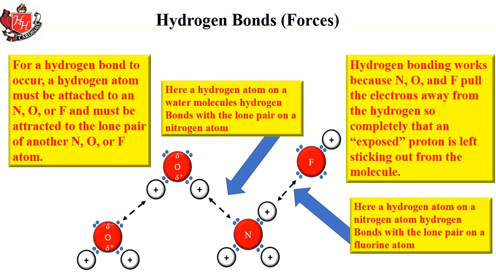So hydrogen bonding works because nitrogen, oxygen, and fluorine pull the electrons away from hydrogen so completely that an exposed proton is left sticking out from the molecule. And that exposed proton, that exposed positive charge, which is really the nucleus of the hydrogen atom, can be attracted to the negative charges of lone pairs on other atoms. And that's called a hydrogen bond.